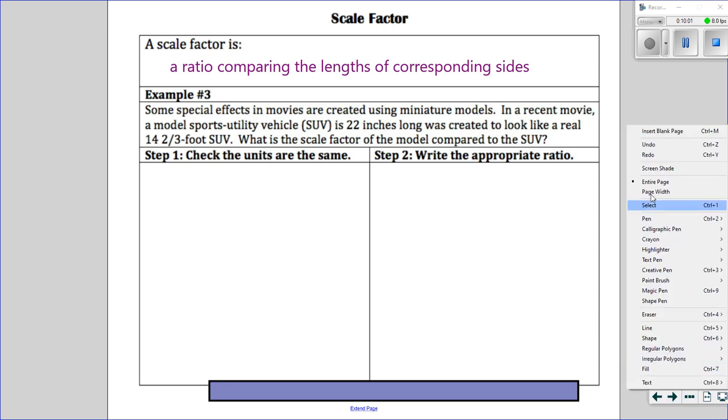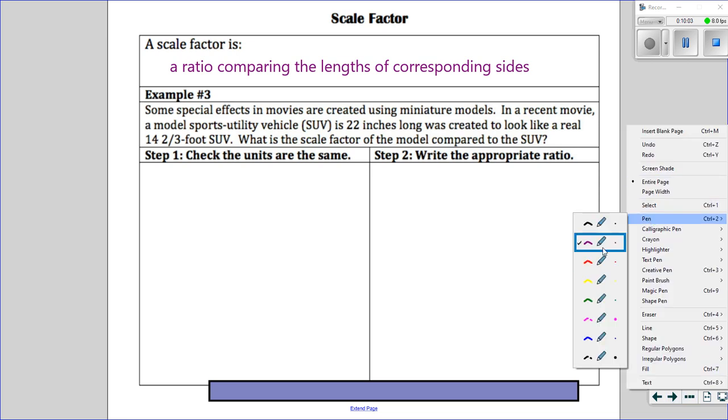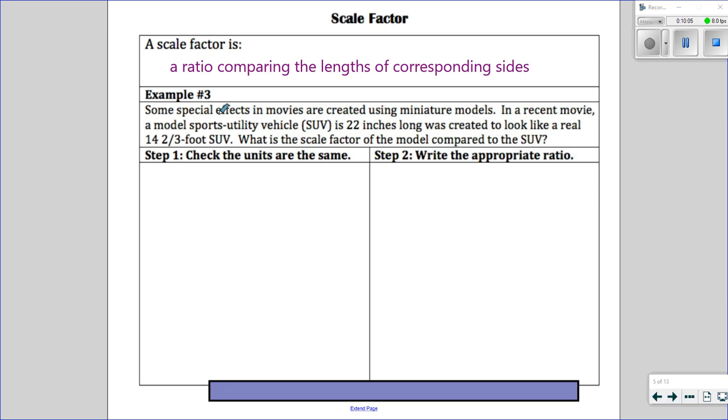Let's look at example 3. Example 3 says, some special effects in movies are created by using miniature models. In a recent movie, a model sport utility vehicle, SUV, 22 inches long, was created to look like the real 14 and 2/3 foot SUV. What is the scale factor of the model compared to the SUV?